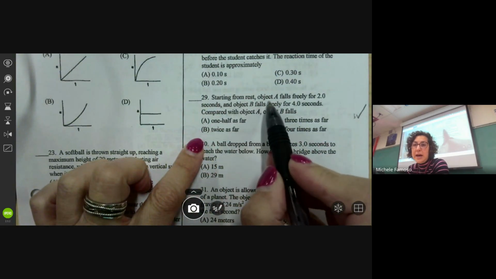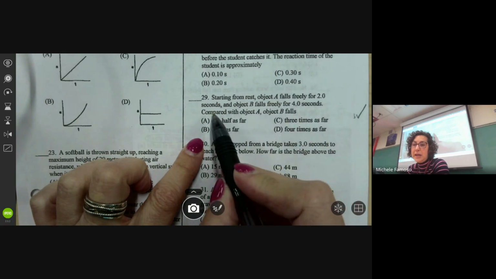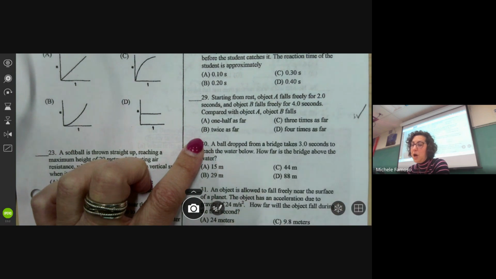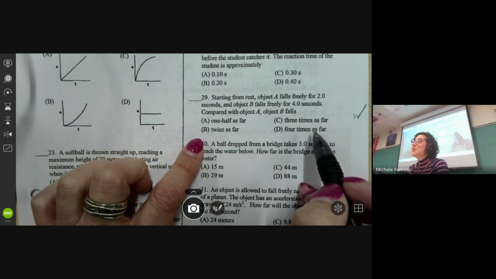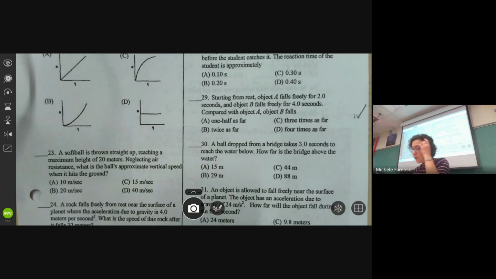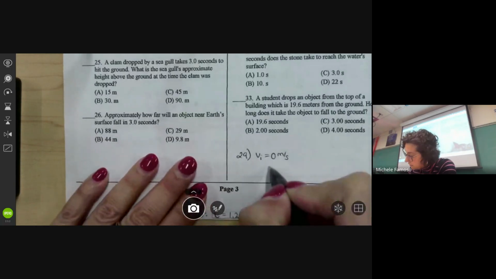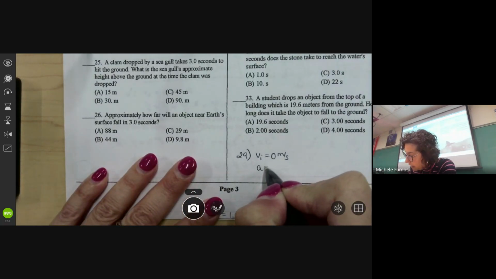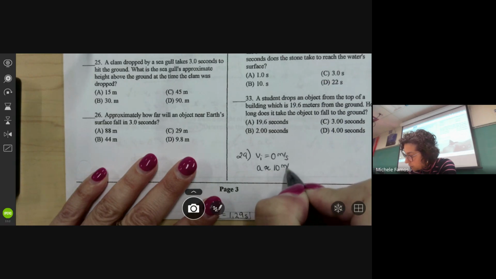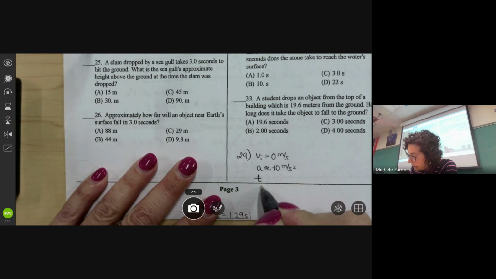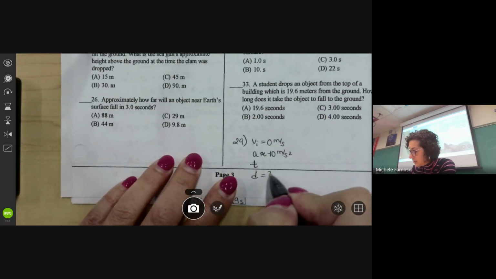Starting from rest, object A free falls for 2 seconds and B falls freely for 4 seconds. Compared to A, how far does B fall? All right. This was on your quiz for Unit 4A, and most of you missed it. Let's go over how we do a question like that. We know that when something is in free fall, it's always going to start from rest, and it's going to accelerate at a rate of about 10 meters per second squared in the negative direction. The negative tells me it's just going to fall. I am changing the time and asking how that affects the distance.